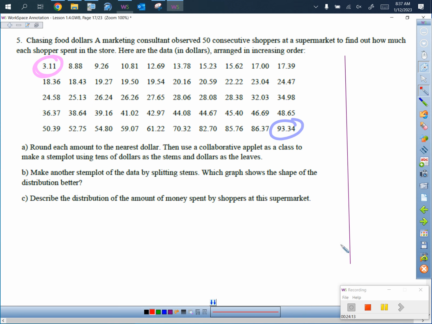How about this? Would that be cool to represent $93? So I need a stem for 90s. Then you would need a stem for 80s, 70s, 60s, 50s, all the way back, 40s, 30s, 20s, 10s. How are you going to get $3 in there? What would be the first stem? Because I can't put it here, that would be $13, right? So what would I need to put up here for a stem?